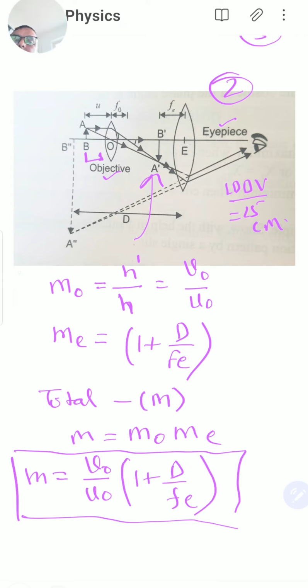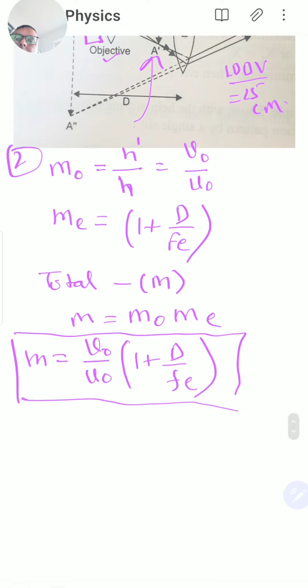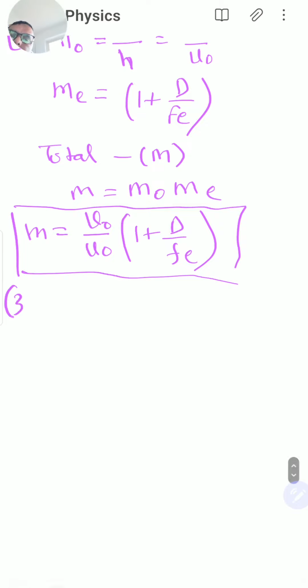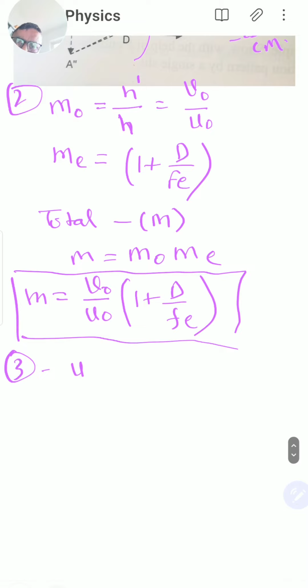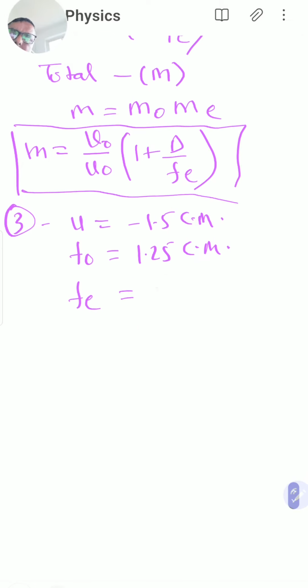So we have the third part of the question. The second part and the first part are done, and in the third part there is a little bit of a numerical portion, which gives u equal to 1.5 centimeter, the focal length of the objective 1.25 centimeter, and the focal length of the eyepiece 5 centimeter. Two focal lengths are given and one object distance is given. So u is equal to minus 1.5 centimeter, the focal length of the objective is 1.25 centimeter, and the focal length of the eyepiece is 5 centimeter according to the question.